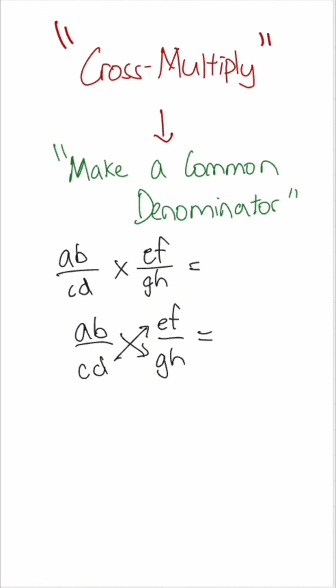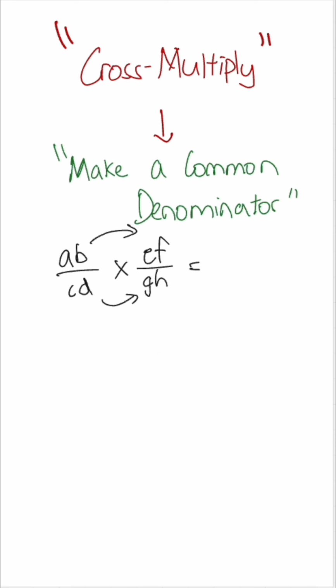Okay, so for multiplication, we have to do top and top. I always say top and top, bottom and bottom. So the correct answer will be ABEF over CDGH. Okay, and when do we use cross multiply? When do we use cross multiplication?